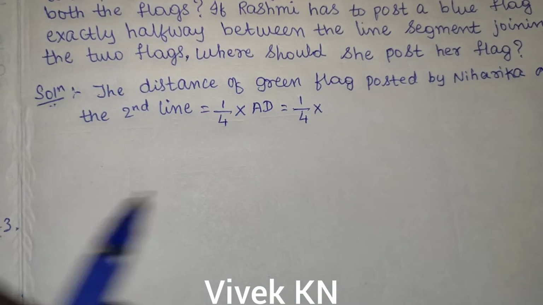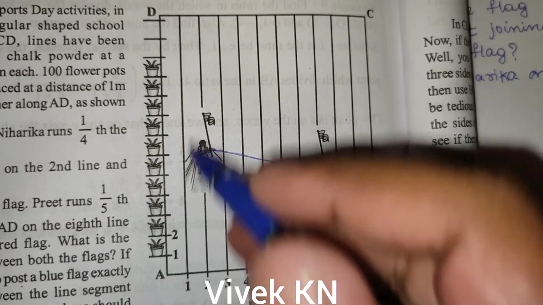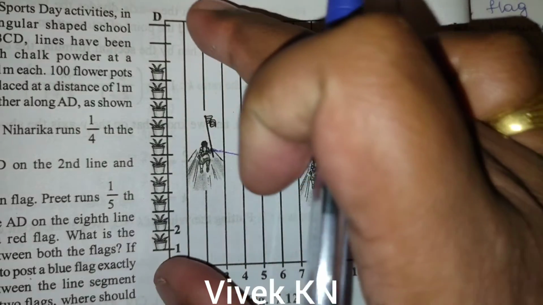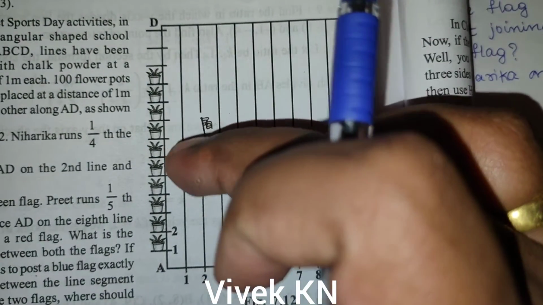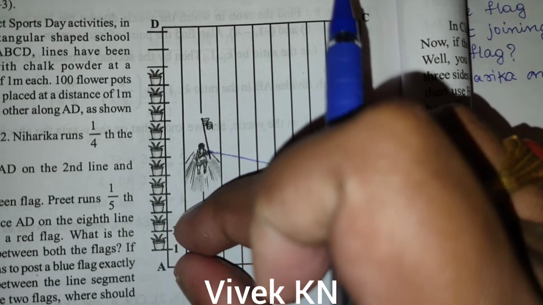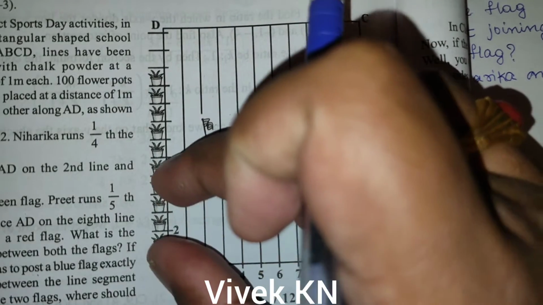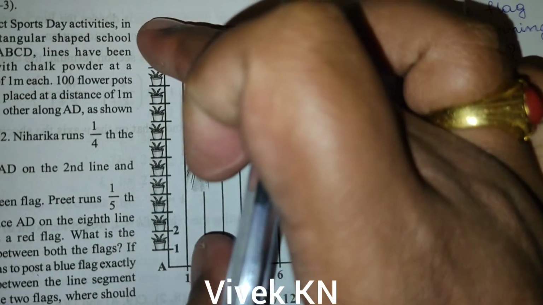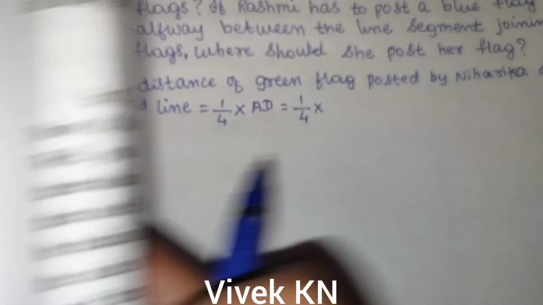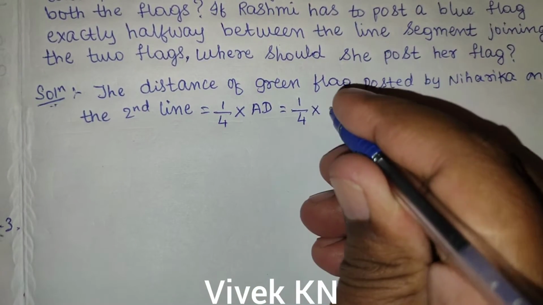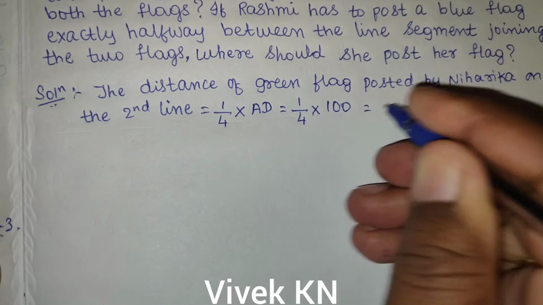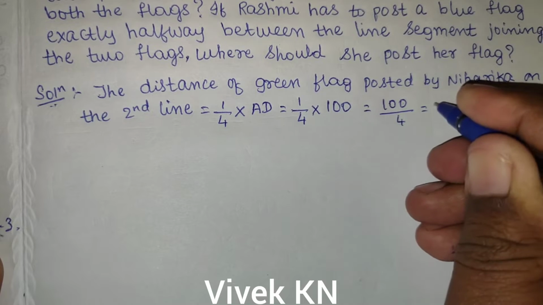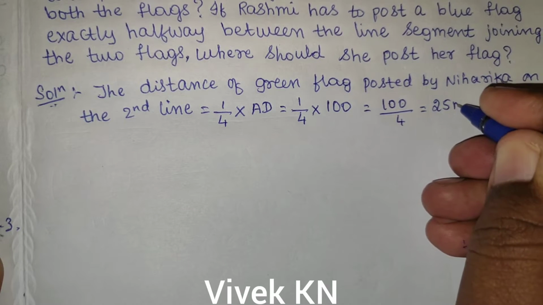here the distance between A and D is 100 meter, because here along AD 100 flower pots have been placed at a distance of 1 meter from each other. So the distance between the points A and D is 100 meter. 1/4 into 100, which is equal to 100/4, which is equal to 25 meter.